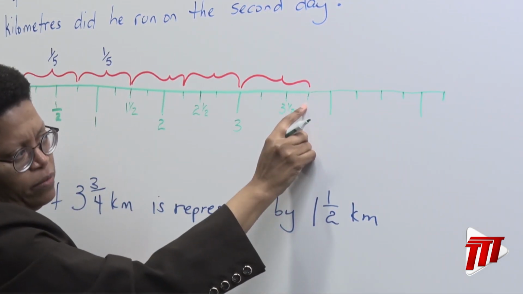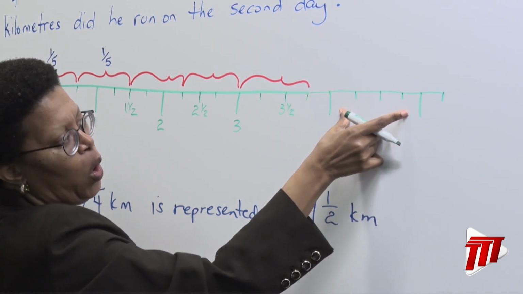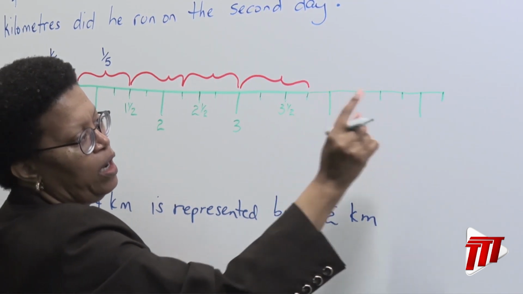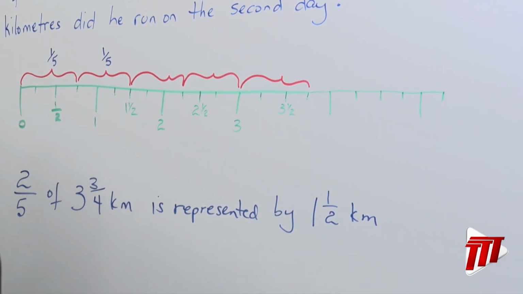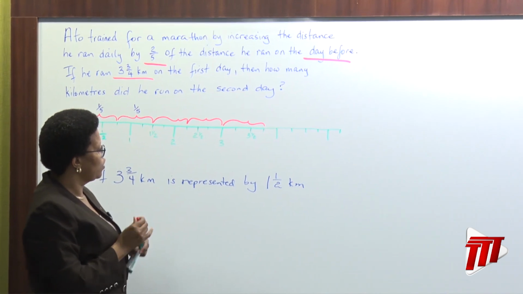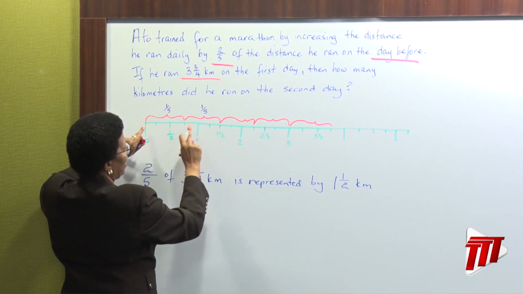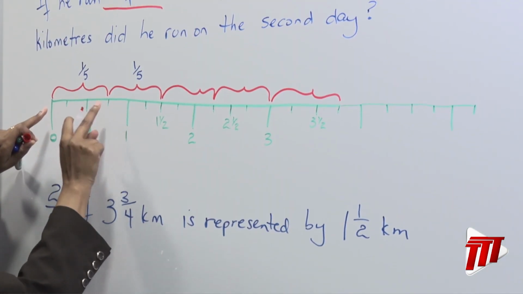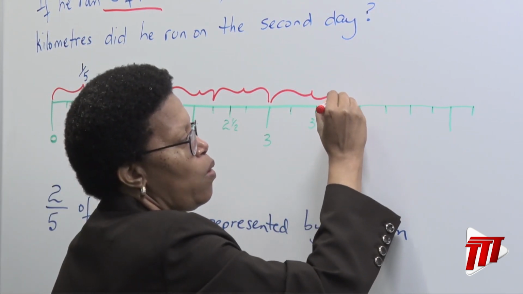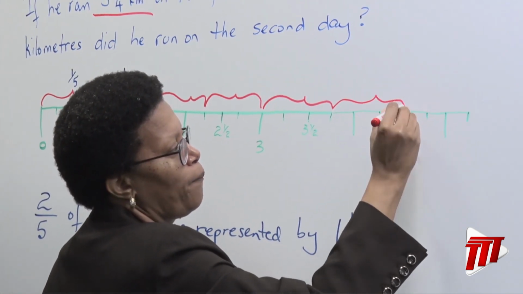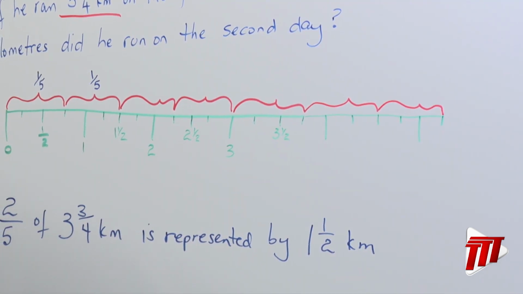We stopped here. 1, 2, 3, 4. This gives us a whole. This is a quarter. This is a quarter. This length is 1.5. If we have 1.5 represented by our 6 parts, then there are our other 6 parts.